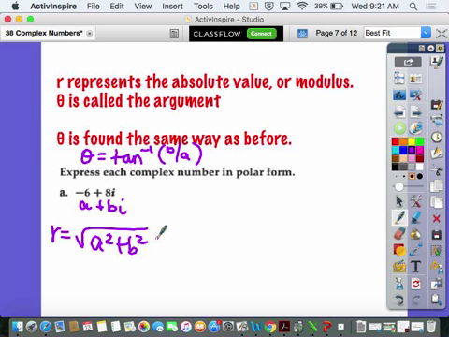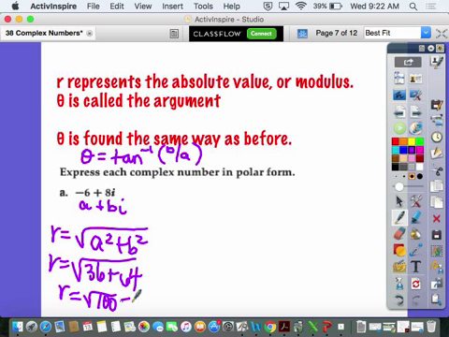Okay? Just like we did before, right? Except instead of A's and B's, they were X's and Y's. So we have A squared. What's A squared? 36. What's B squared? 64. And 64 plus 36 is 100. What's the square root of 100? 10. So R is 10.